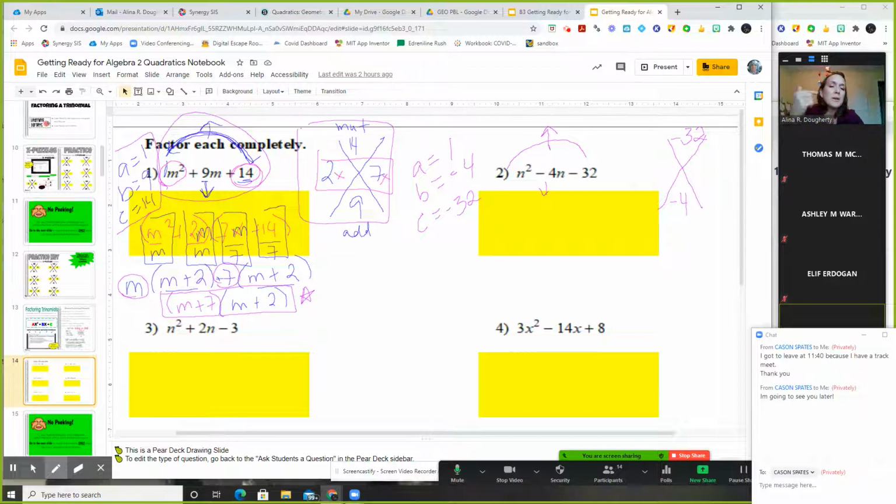So what multiplies to negative 32 and adds to negative 4? Well, we can come down here and make ourselves a little chart if we want. 1 and 32, 2 and 16, 3 doesn't work, 4 and 8, 5, 6, I think that's it. So which of those will add up to negative 4?